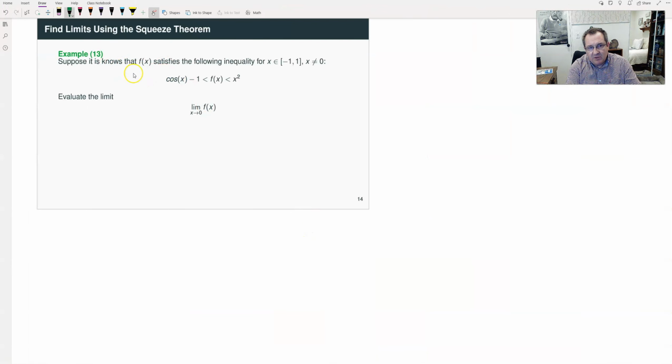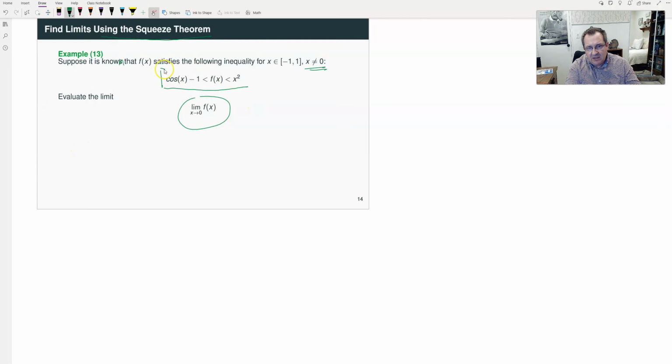Let us consider one more example of using the squeeze theorem. Here we have a problem. Suppose it is known that the function f of x satisfies the following inequality on an interval from -1 to +1, except maybe at 0. The following inequality is true. And the problem says, use that to evaluate the limit of function f of x as x approaches 0.